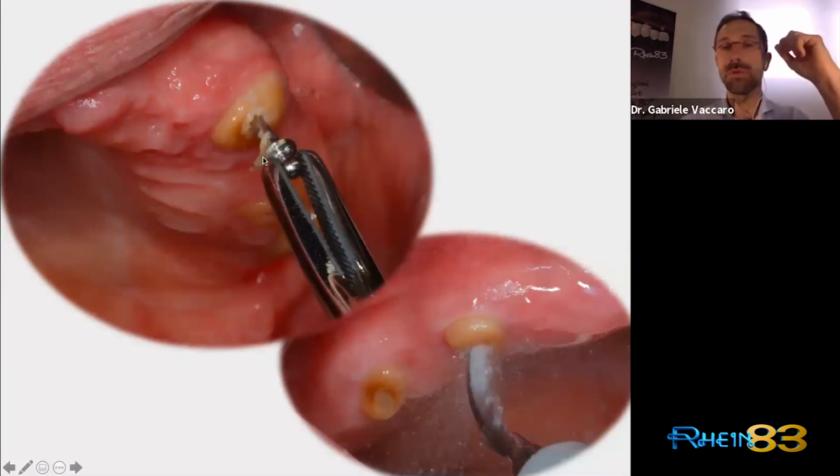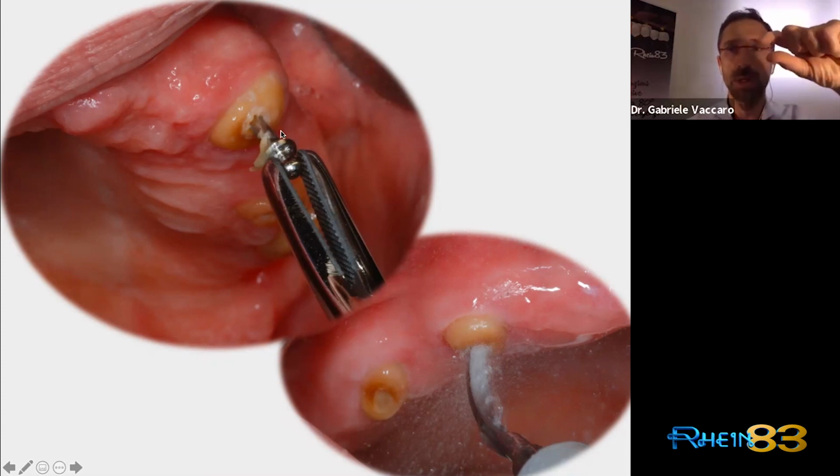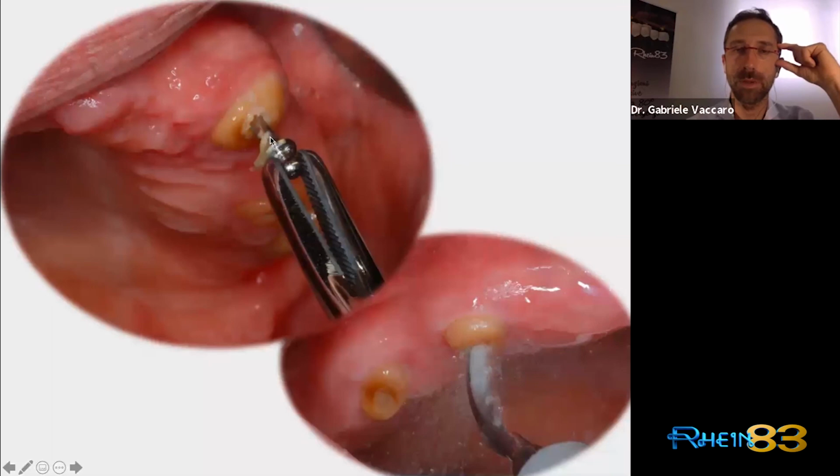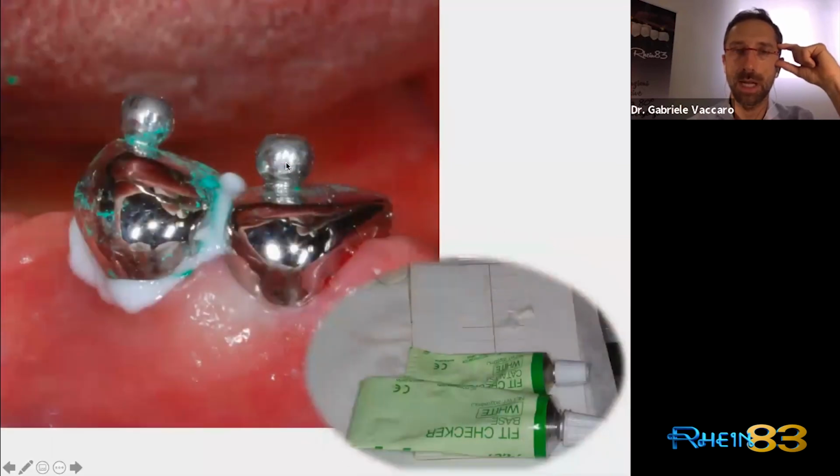After that, we remove the temporary pivot. We can remove it because we didn't make any scratch on it. The cement is a temporary one, so you just need to twist it, and since it's completely polished, it comes away. And then we cement the definitive one.